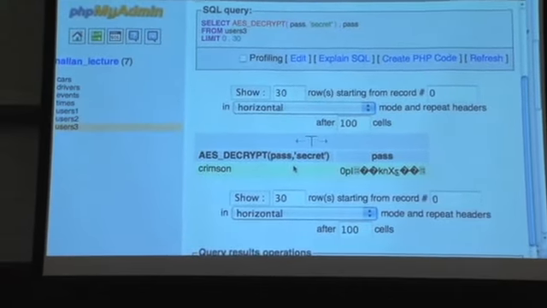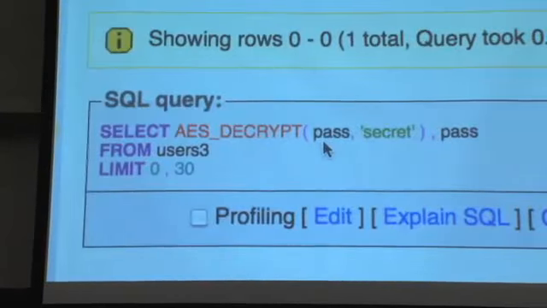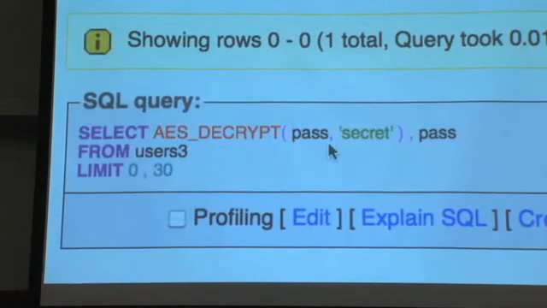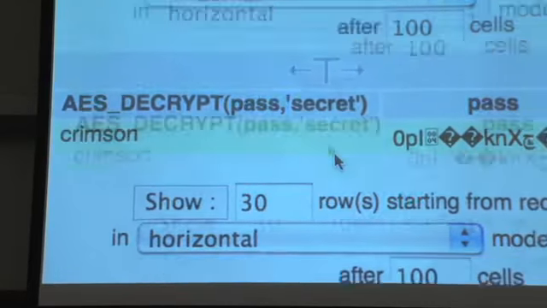Okay, good. So in the query, just to make clear what I was doing, you'll notice that I was selecting not only the password field, that's at the end there, but also the result of the function called AES decrypt on that same password field using the shared secret called secret. And I wanted to get all the data from the users3 table. And we can see the result here.